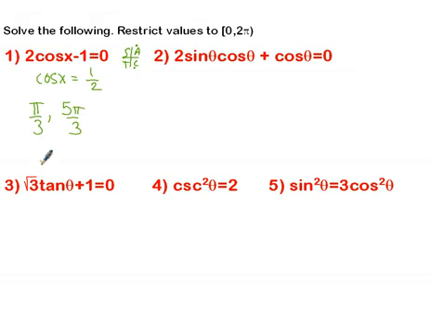Alright, and you can check these. Set your calculator into radians and take 2 times the cosine of pi over 3 and subtract 1, you should get 0. The same thing with 5 pi over 3.